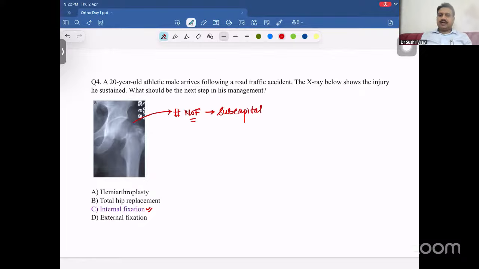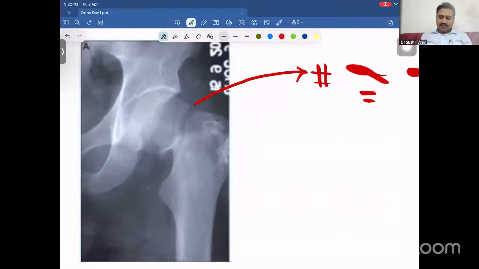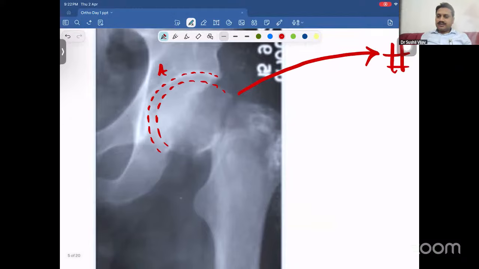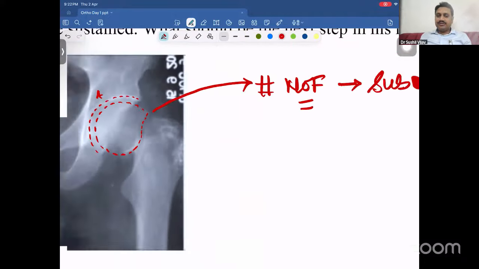Intra-articular? Oh, come on. Where is it intra-articular? Intra-articular should mean it comes here. This is the acetabulum. This is the head of the femur. There is nothing in the joint. This is not intra-articular, right? It is not extracapsular. It is just below your head. So just below the head is what kind of injury?